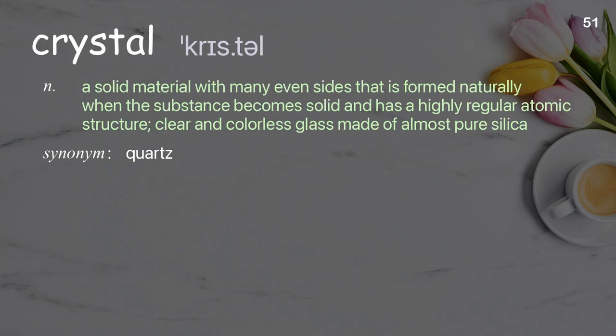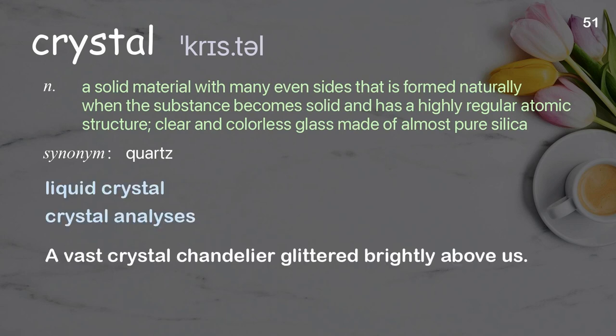Crystal. A solid material with many even sides that is formed naturally when the substance becomes solid and has a highly regular atomic structure, clear and colorless glass made of almost pure silica. Examples: liquid crystal, crystal analyses. A vast crystal chandelier glittered brightly above us.